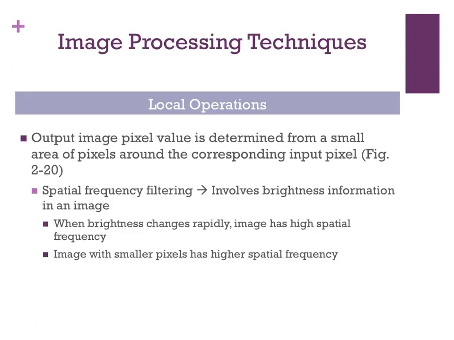Then there are local operations, and this is where the output image pixel value is determined from a small area of pixels around the corresponding input pixel. Check out figure 220 in your book. Spatial frequency filtering is used, and it involves the brightness information in an image. When the brightness changes rapidly, the image has high spatial frequency. And an image with smaller pixels has higher spatial frequency.